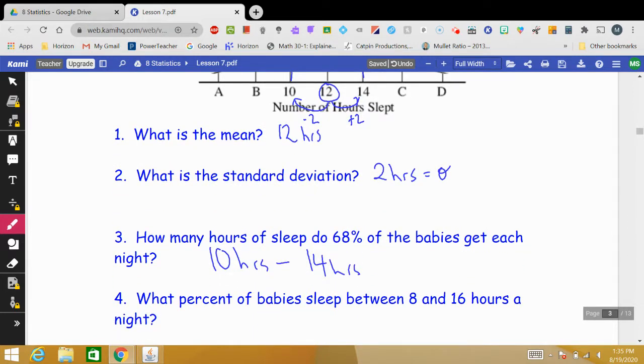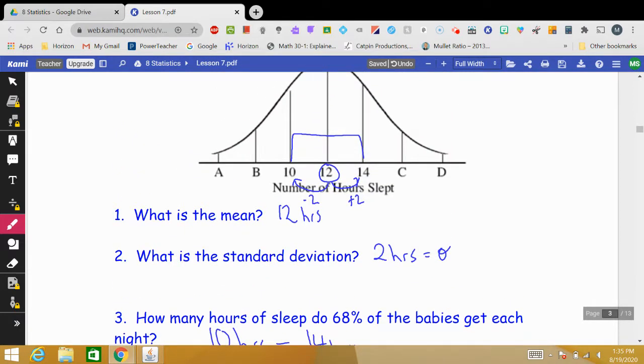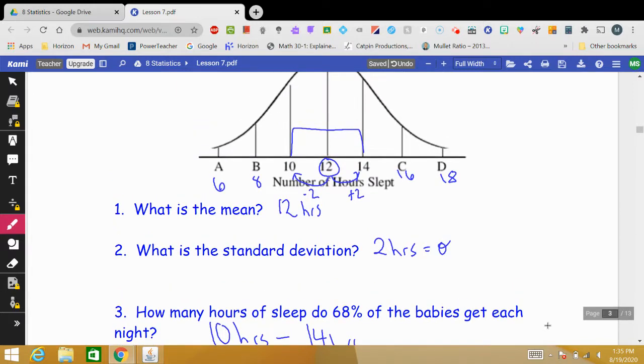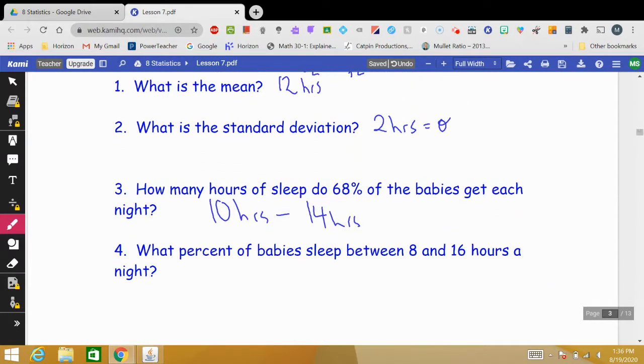What percent of babies sleep between 8 and 16 hours? So we have to continue our axis here. If we're adding 2 hours each time, and if we minus 2 hours, that would be 8 and 6. So continue with this question now. What percent of babies sleep between 8 and 16 hours? So 8 and 16 hours is 2 standard deviations, or 2 jumps, away from the mean in each direction. So that would be the 95%. So 95% of babies should be sleeping between 8 and 16 hours.